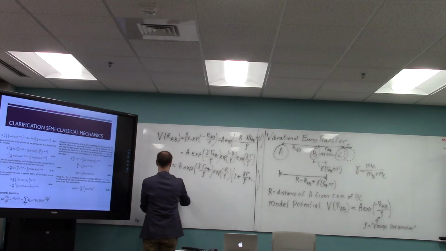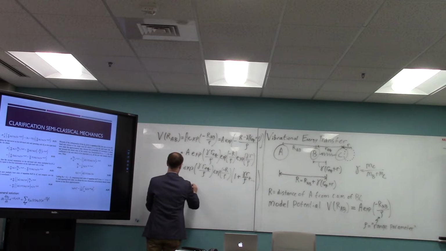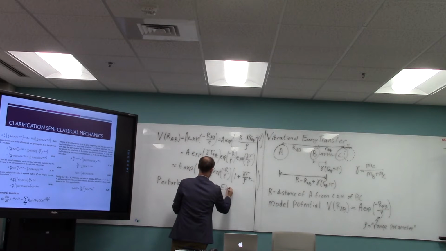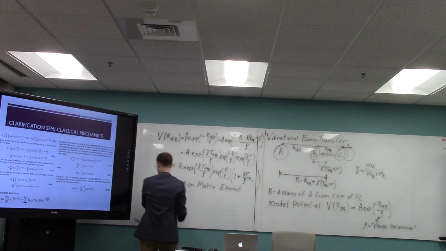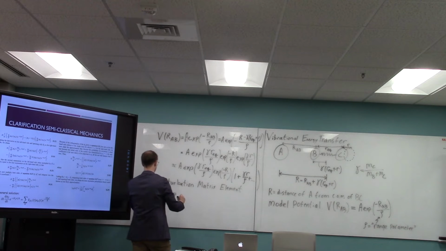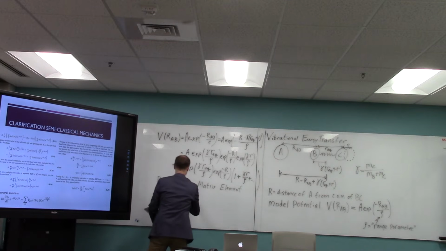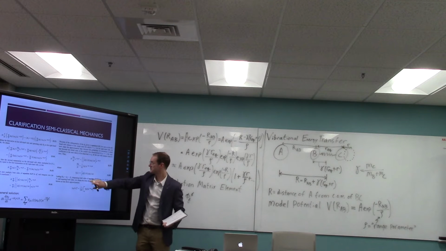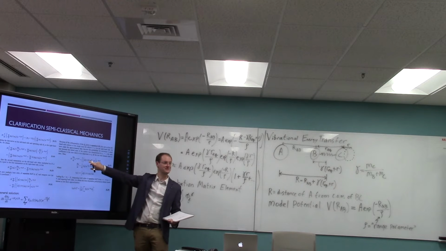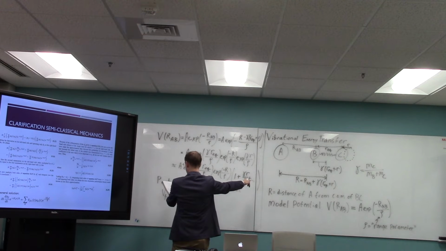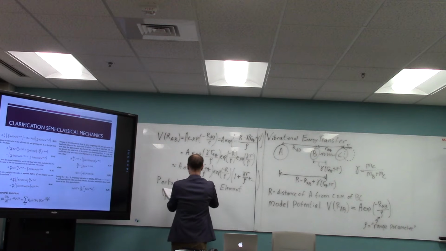So the perturbation matrix element V final initial, by definition, that's just the integral of the final state wave function complex conjugate times the interaction, V of t, right? And V of t is this expression here.